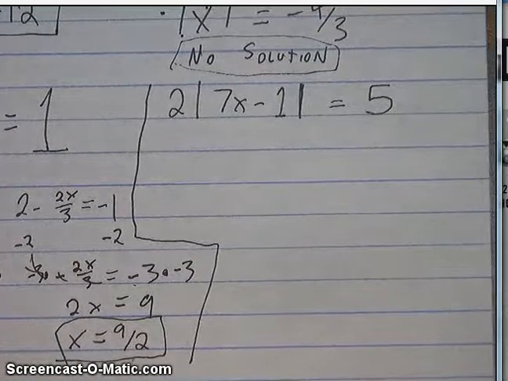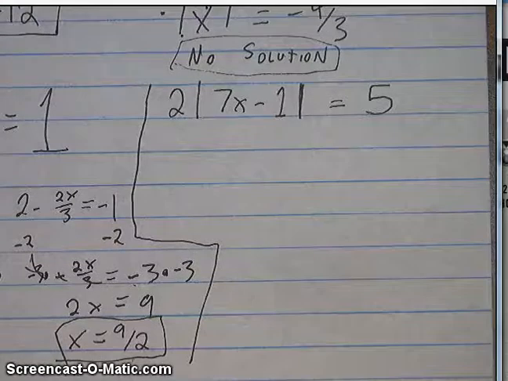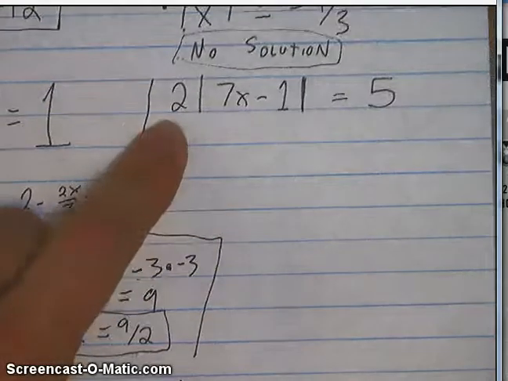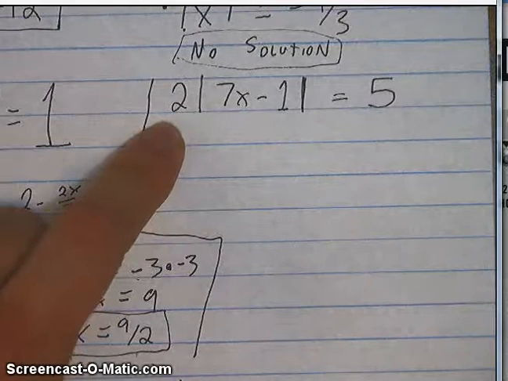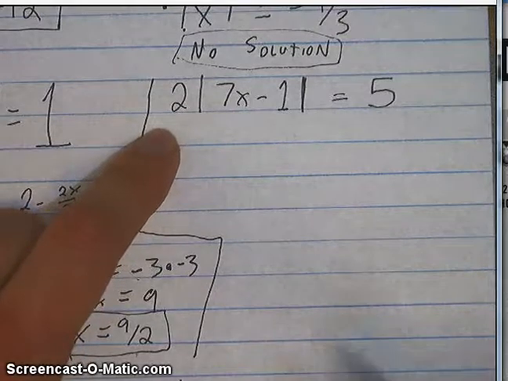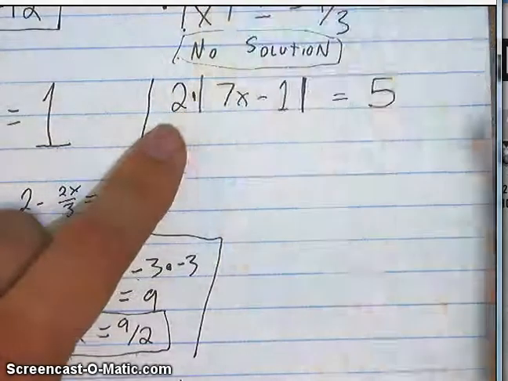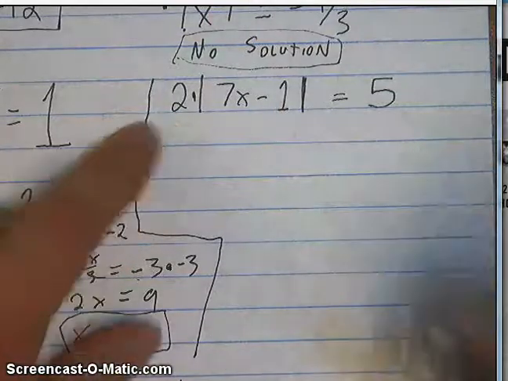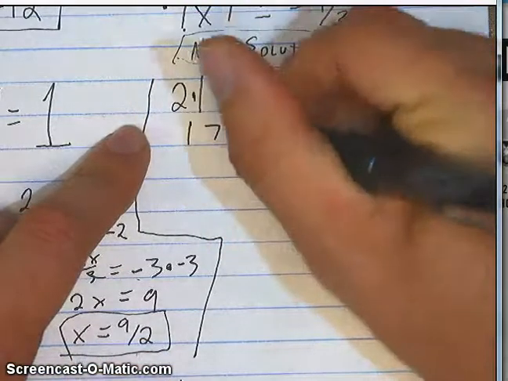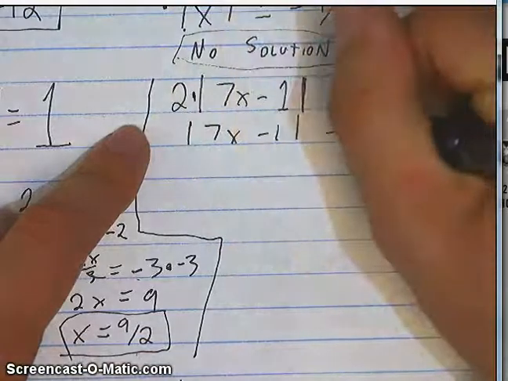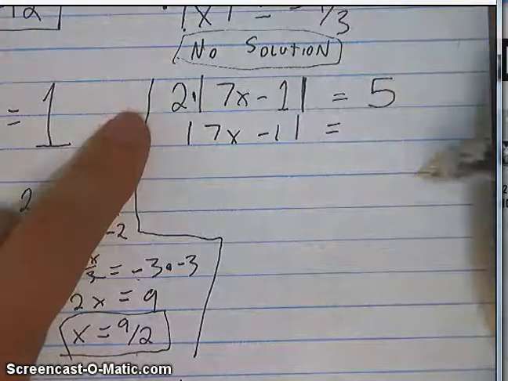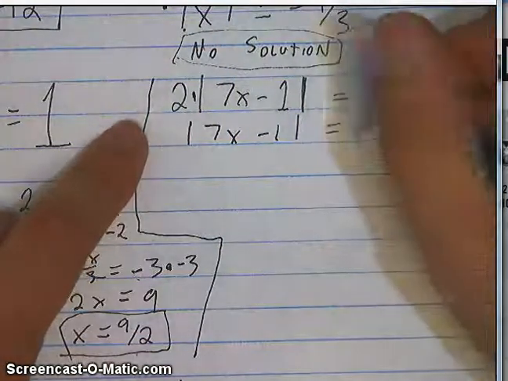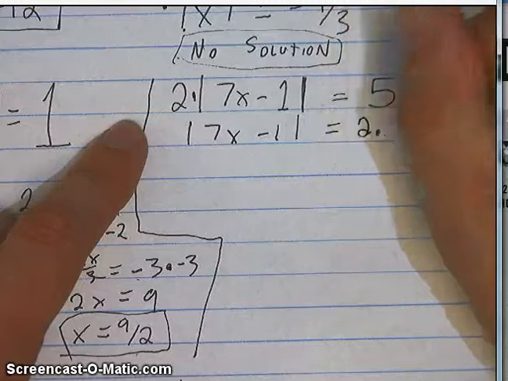2 times the absolute value of 7x minus 1 equals 5. Is there anything on the outside of those bars? Yes. There's that 2 right there. So I need to get rid of it before I can split into two equations. So this is 2 times all this stuff. So what I need to do is divide both sides by 2. That'll give me the absolute value of 7x minus 1 equals, well, 5 divided by 2 is 5/2, or 2.5 if you prefer. I'm going to go ahead and write it as 2.5.